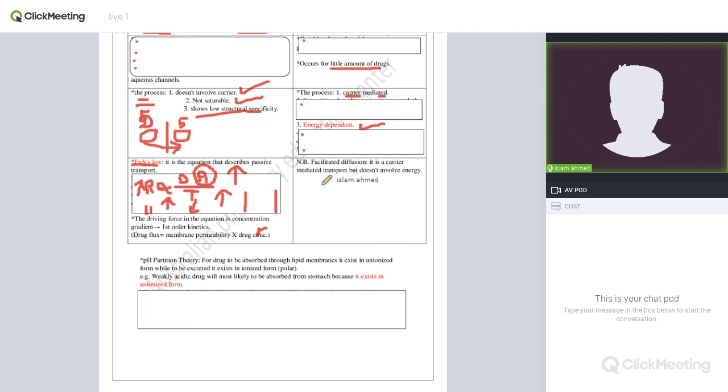Also, there is another type, which is the facilitated diffusion. It's a carrier-mediated process, but does not require energy. Okay?